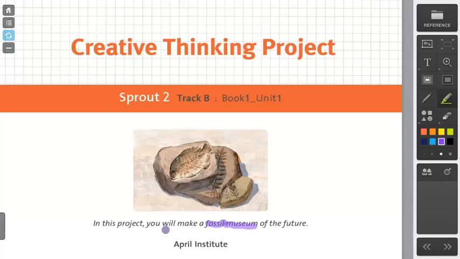Now, just as a reference point, students have been learning about fossils in their textbooks throughout this unit, so it won't be a foreign concept to them. And then you could say, okay, when can people visit our museum? And they can respond with future. So at this point, you've covered the topic for this unit.